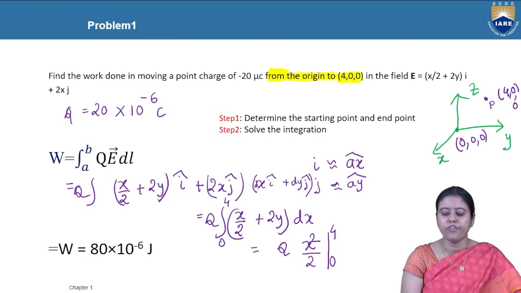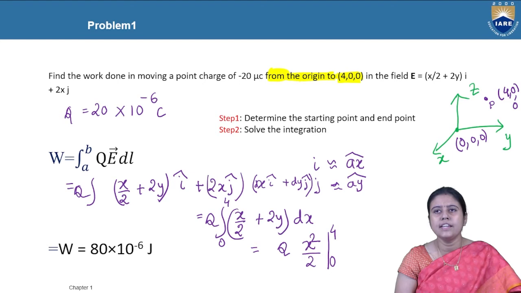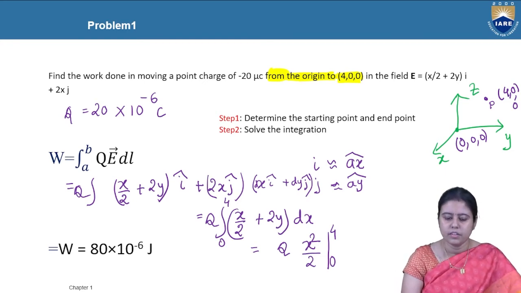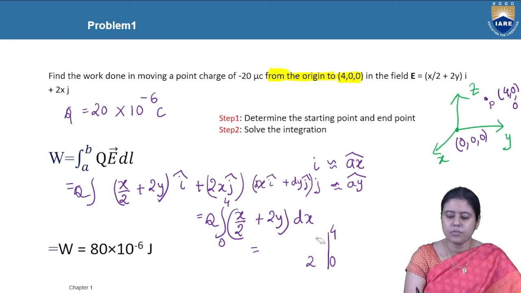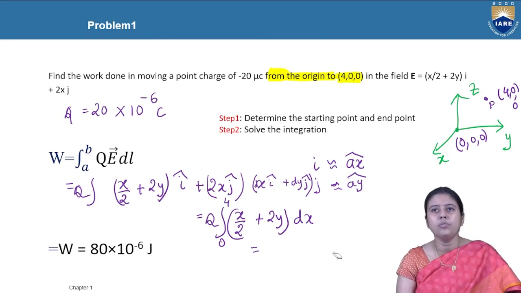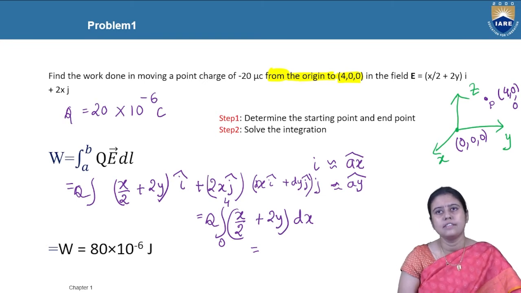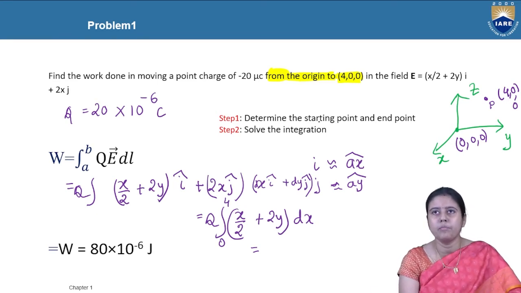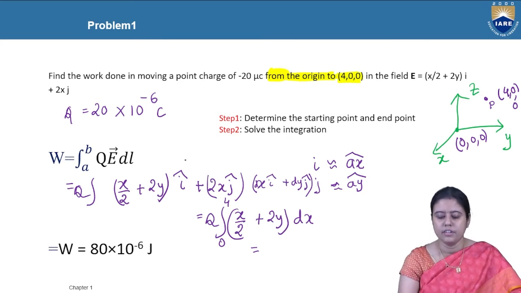0 to 4. So we are getting 16 by 2, which means 8, from 0 to 4, and ultimately the value we are getting is 80 into 10 to the power minus 6 J. So this is the procedure to calculate the work done. First, we have to know the determinant of the starting point and end point. Second, we have to do the integration.